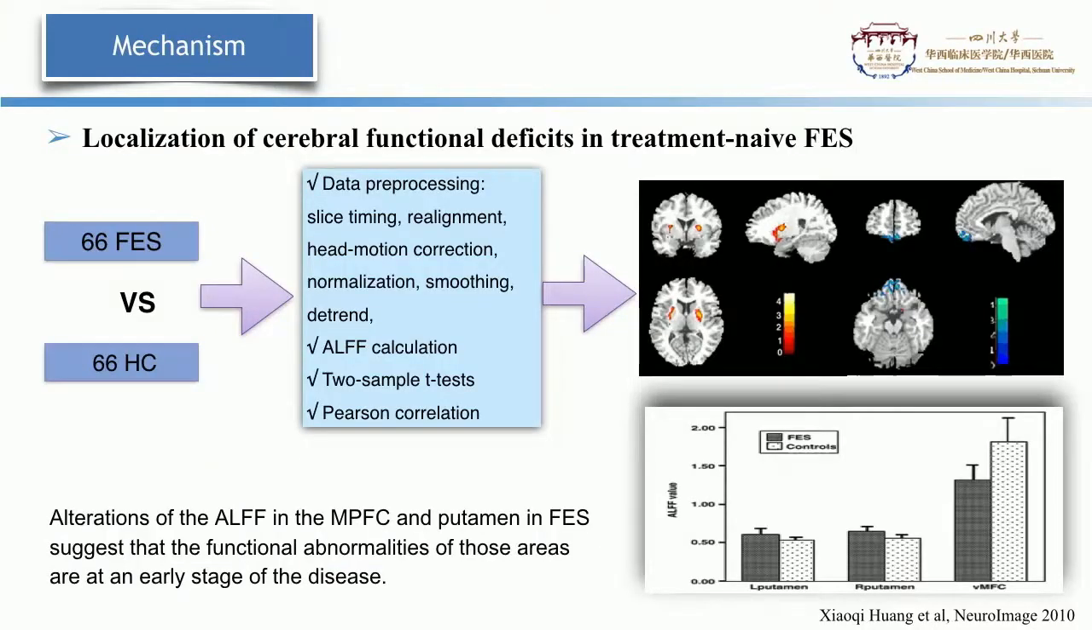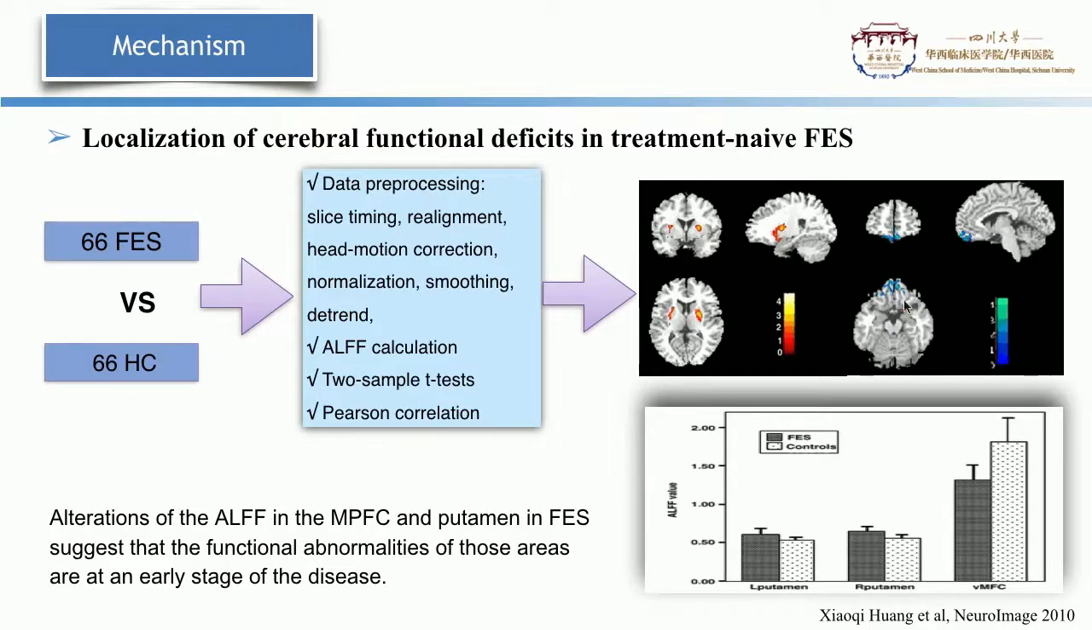One of the first papers we published at that time studied 66 first-episode schizophrenia patients with 66 healthy controls. The imaging data analysis was very easy, I think, from the current point of view. We just used ALFF as the parameter to measure localized regional brain activity, then did a simple whole brain two-sample t-test and Pearson correlation to see if the changes were correlated with clinical symptoms.